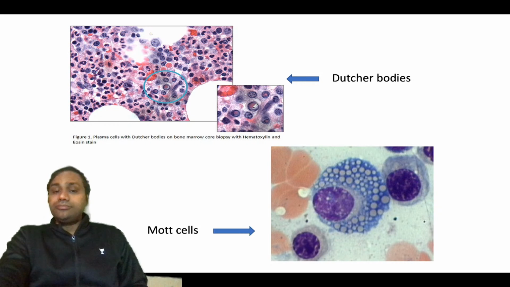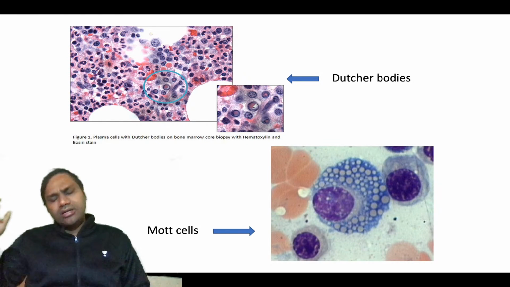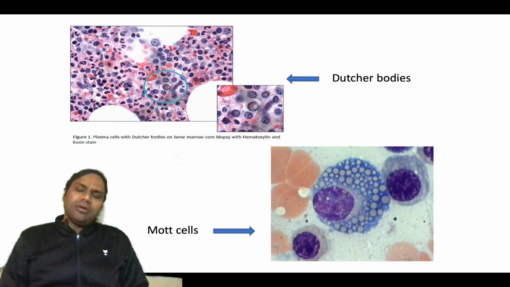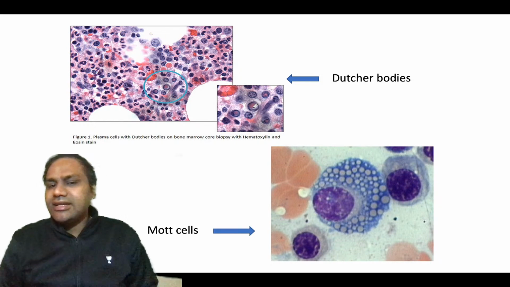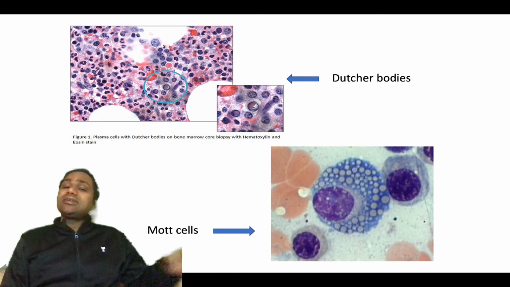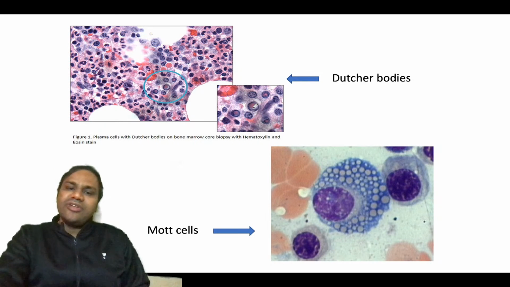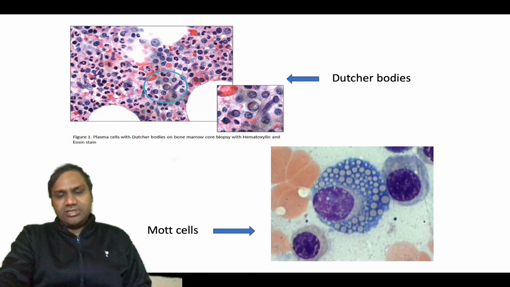But remember, this is not characteristic. That is, if you see Dutcher bodies or Mott cells in a biopsy, you cannot say that it is multiple myeloma. But if it is multiple myeloma, there are high chances that you get Dutcher bodies and Mott cells. That is very important in this drawing.